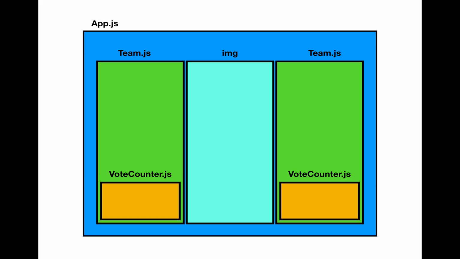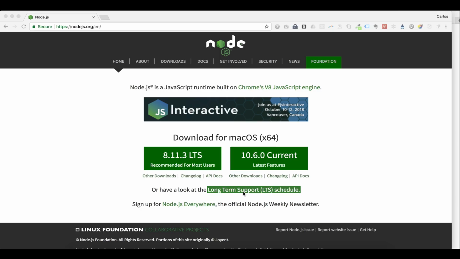So I will have an App.js component that will be the parent of all the other components, and we will have a Team.js component and another for the counter and the vote button that will be called VoteCounter.js. And in the middle we'll have an image tag, but in JSX when you type the image tag, that will be basically a component, but it's a component provided by React.